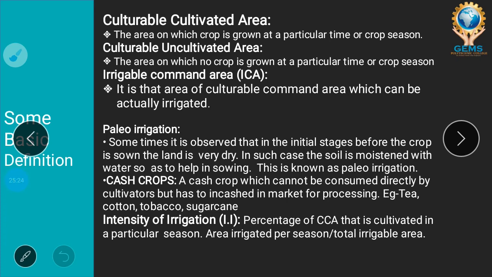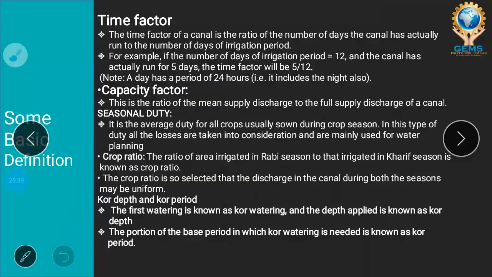What is intensity? It is the percentage of CCA, that is, the culturable command area that is cultivated in a particular season. Area irrigated per season, that is the total irrigable area. So these are the basic definitions which we have covered under water requirement for crops. Next is the time factor. What is the time factor? As we all know, time is very important. So we know how much amount of water is required, and at what time it is required, that is important.